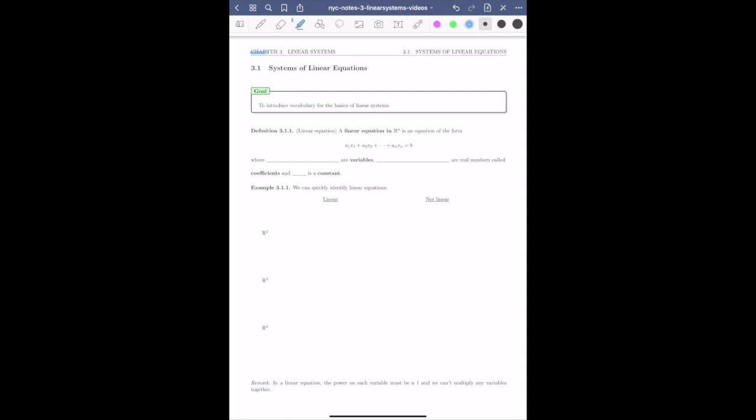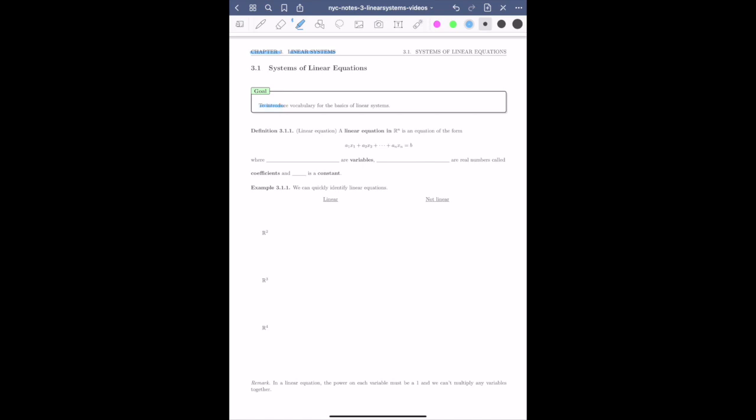Today we'll begin discussing Chapter 3 on Linear Systems. In this chapter, we'll address the following questions. First, what is a linear system? Second, how can we solve linear systems? Third, how many solutions can a linear system have? And finally, what is a homogeneous linear system?